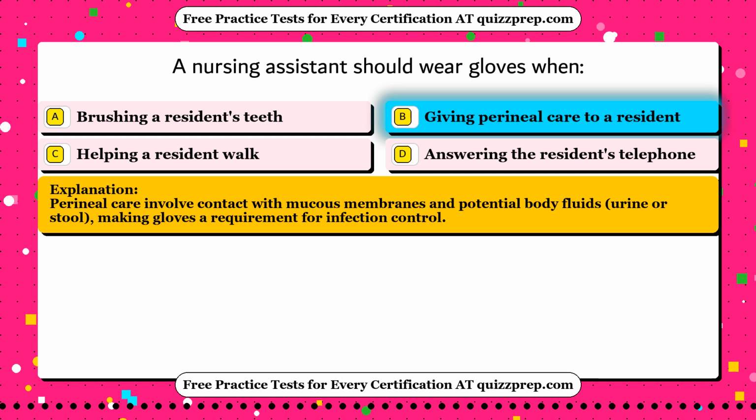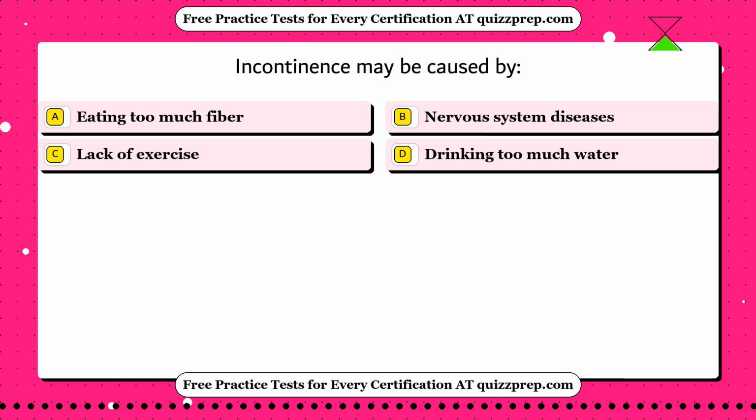Question 50. Incontinence may be caused by: Option A. Eating too much fiber. Option B. Nervous system diseases. Option C. Lack of exercise. Option D. Drinking too much water.